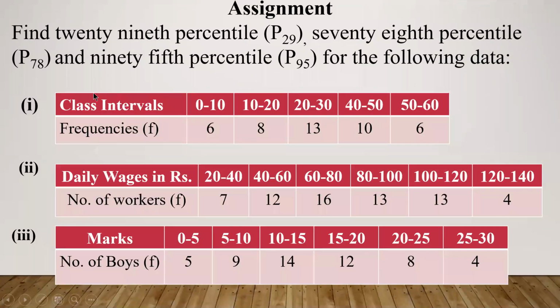Now see, this is the assignment problems. So today you are going to solve these three problems. Find the 29th percentile, that is P29, the 78th percentile, that is P78, and the 95th percentile, that is P95, for each one of them. For this problem also, you will calculate these three values, for this also, and for this also.